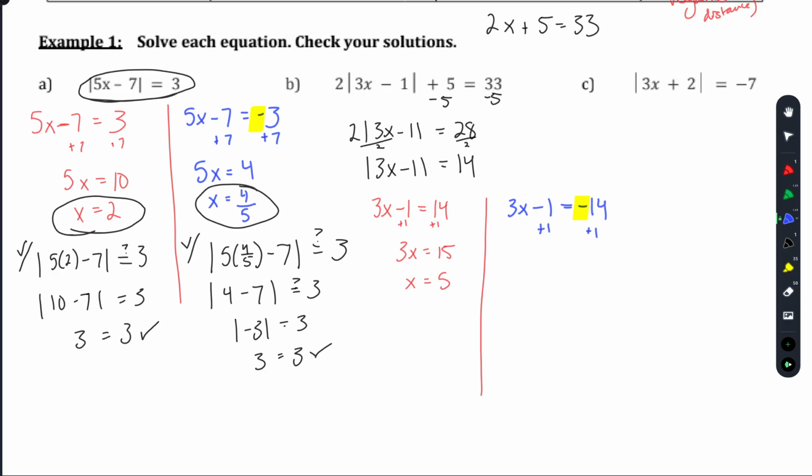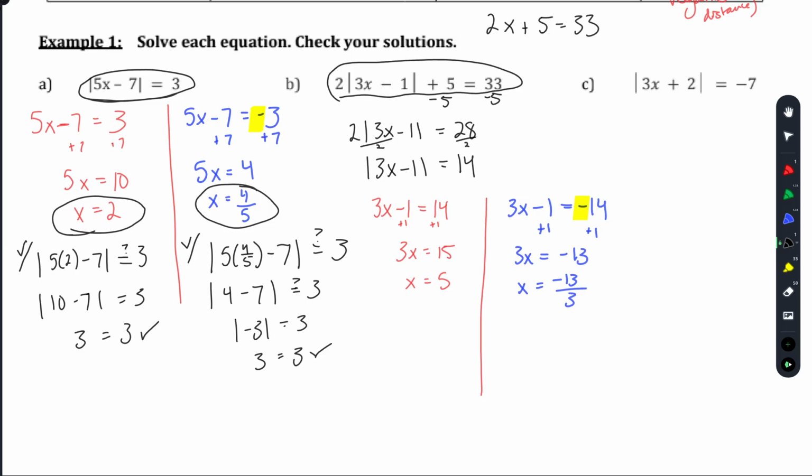Add 1. Oh no, this one's bad. What is this? -13? Ugh. -13/3. That's disgusting. It's fine, we'll be fine. So now you're going to check them. Now, when you check them, don't plug it into this, don't plug it into that, don't plug it into that. You have to plug it into the OG, the very beginning one, and see if they both work.